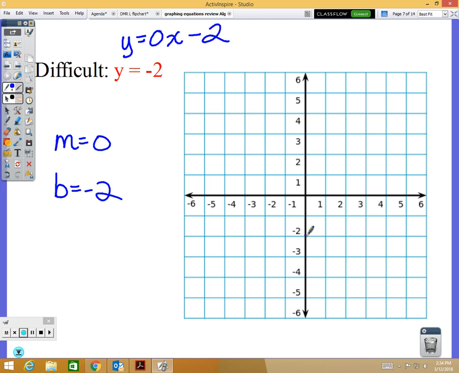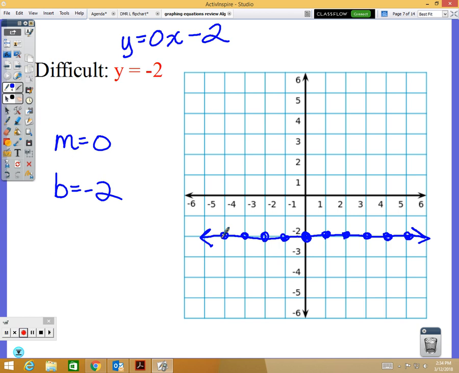So the y-intercept is negative 2. Slope is 0. That means you could make a point anywhere you want to, anywhere. Also, what this means is it doesn't matter what your x value is, your y value is going to be negative 2, no matter what. If your x value is negative 4, your y value is going to be negative 2. If your x value is positive 3, your y value is going to be negative 2. So the y value stays negative 2, and that would be shown using that horizontal line.